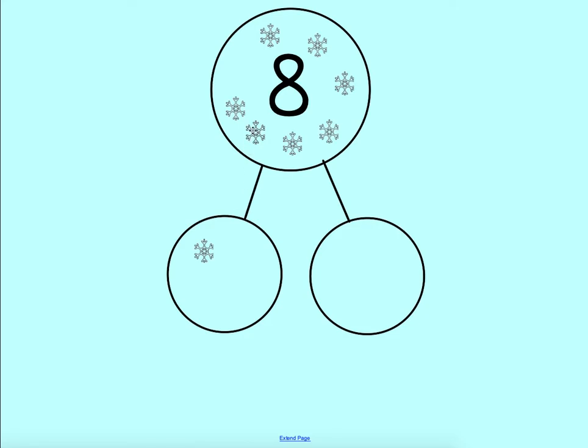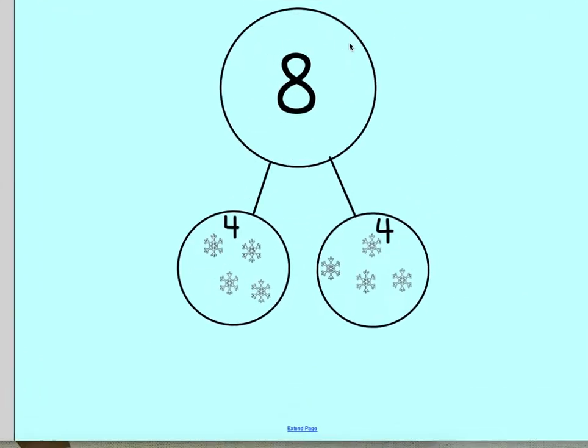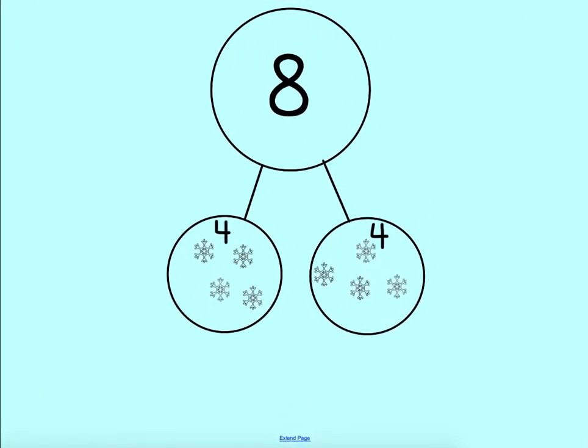What if we put 4 of them over here? What do you think the other part would be? The other part would be 4. So 8 can also be made of 4 and 4. We call that a doubles fact because it's the same part. 4 is the same as 4. That's a doubles fact. Let's see if we can think of another way to make 8.